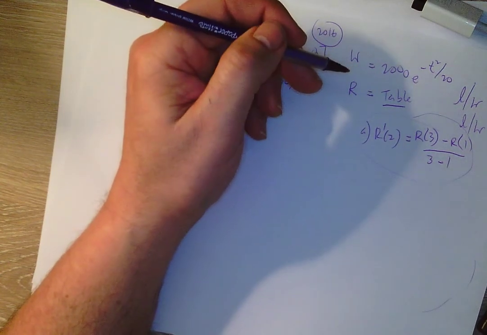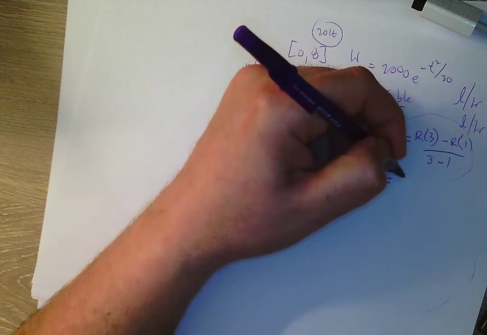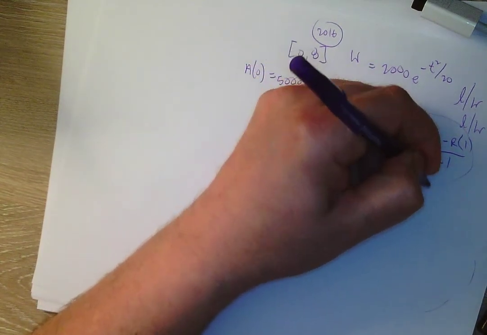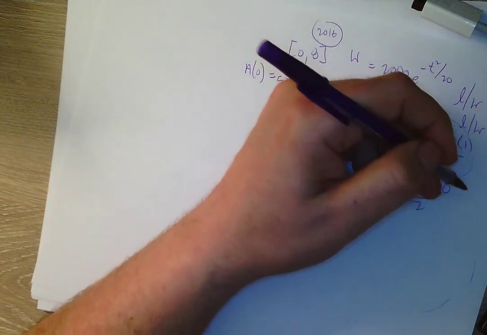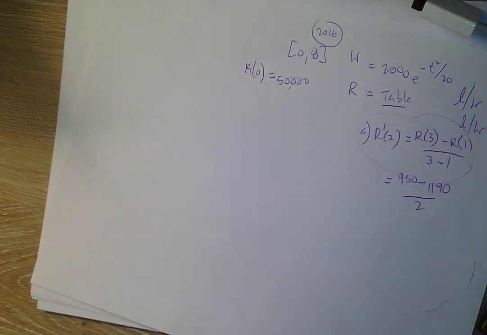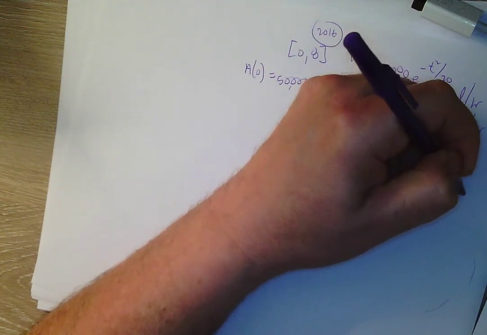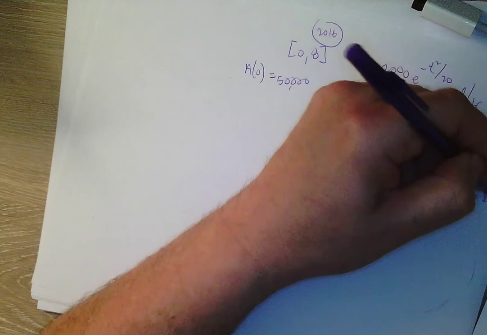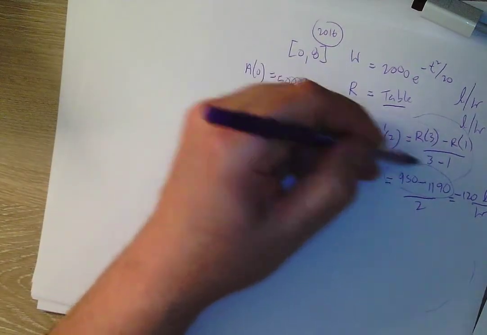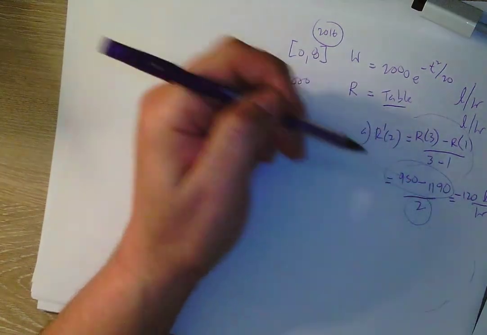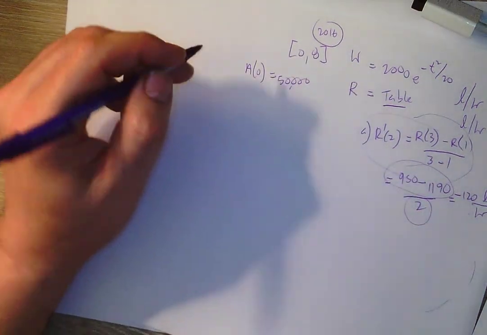And those values I can take from the table. 950 minus 1190 over 2. And I came up with negative 120 liters per hour, right? These numbers on top are liters per hour. The numbers on the bottom are hours. Watch out for your units.